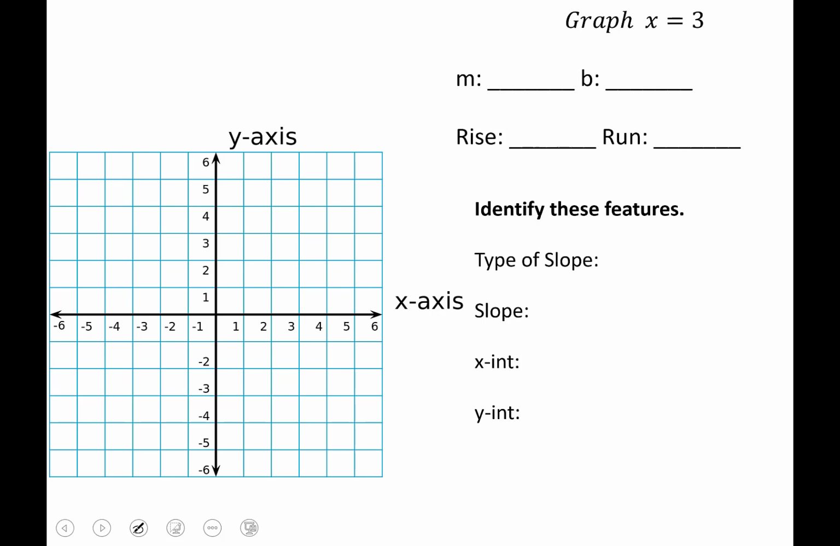Anytime you have x equals a number, okay, your slope is automatically undefined. And I'm just going to shorten this by writing UND. Okay, so it's undefined. Now, I'm not going to have a y-intercept either. But I do have an x-intercept on this one. And that's whatever the number is that x is equal to. Okay?